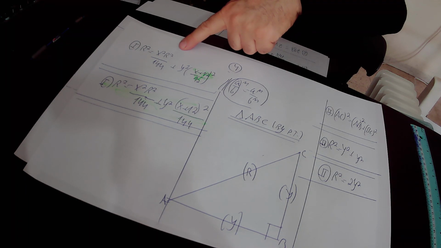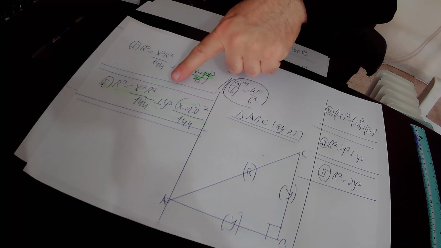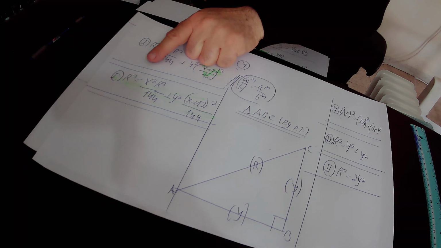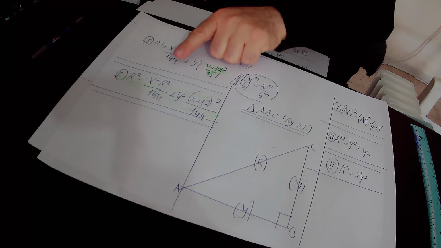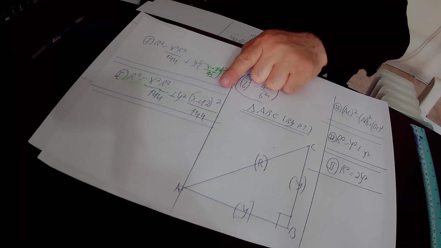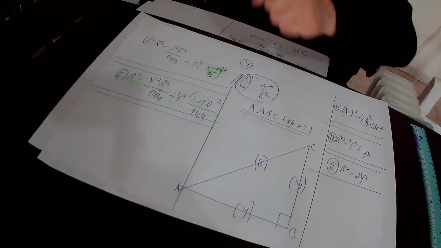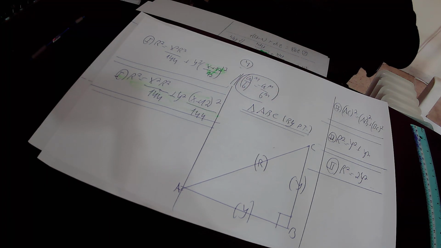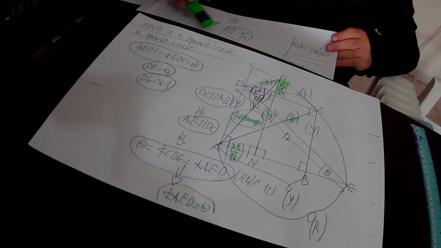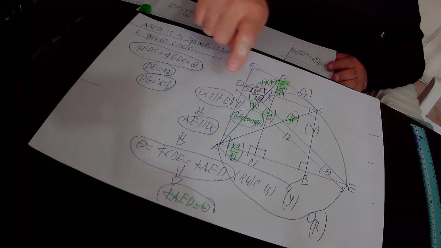And I copied here this expression, x squared times r squared over 144. So according to equation 1, we found out that r squared equals x squared times r squared over 144 plus y squared times (x plus 12) squared over 144. This is equation 1. In the next step, we join points A and C together by a straight line.